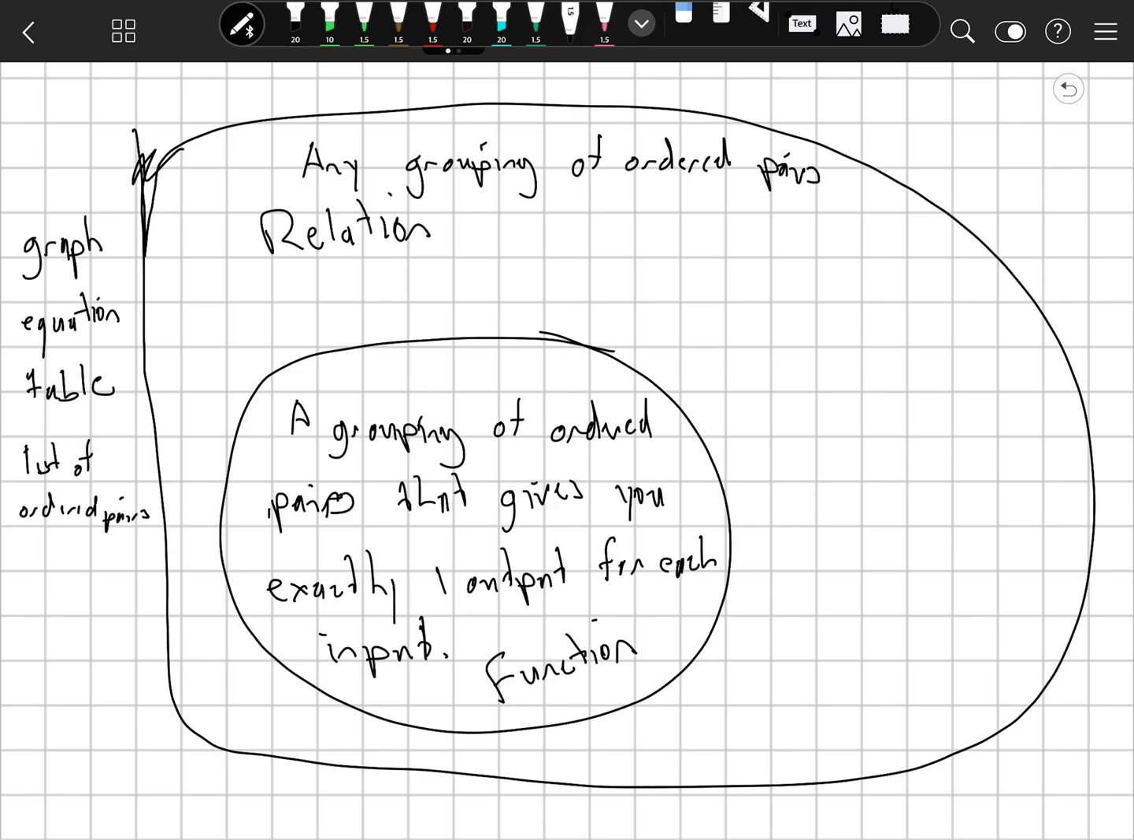And we can take a look at relations using a graph or an equation. These are all ways to write ordered pairs. That's all we're doing. A table is another way to write ordered pairs, a list of ordered pairs. And we can determine if the grouping of ordered pairs is a special kind of relation, a function, or not. If it's a function, for every input there is exactly one output.